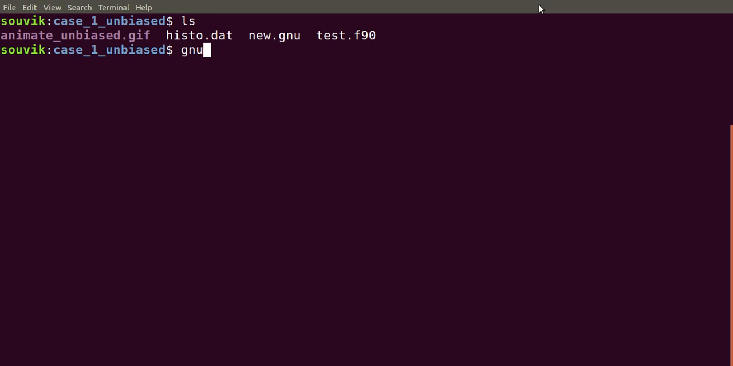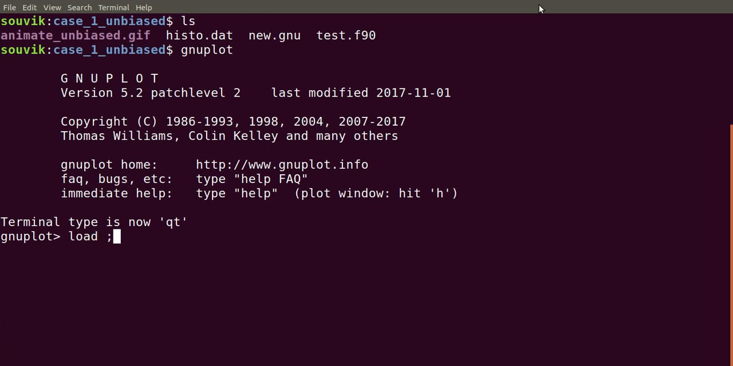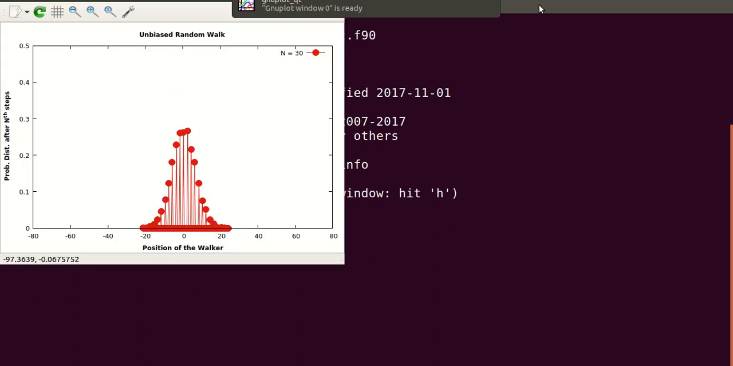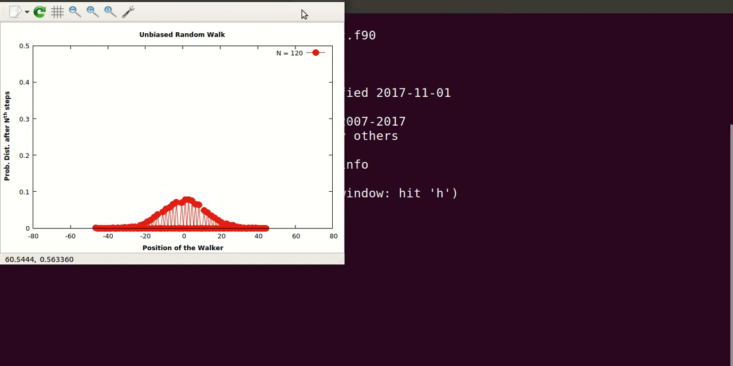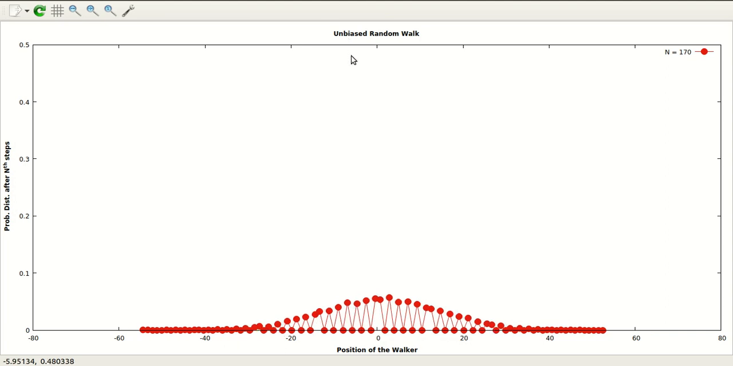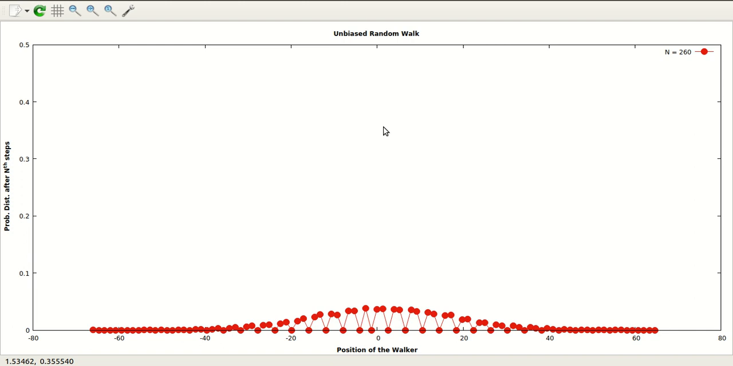Now if you open gnuplot and load this, this is the unbiased case. The probability of going to the left and right are equal. So what we expect is that the width of the Gaussian will increase and the height of the Gaussian will decrease, but the area under the curve is always the same. As you can see, the width of the Gaussian is increasing but the height is decreasing, and eventually it will get flatter and flatter.